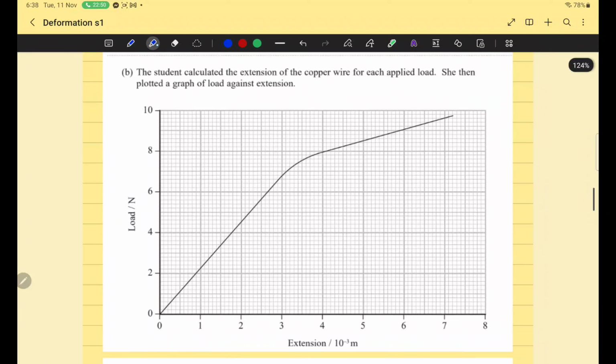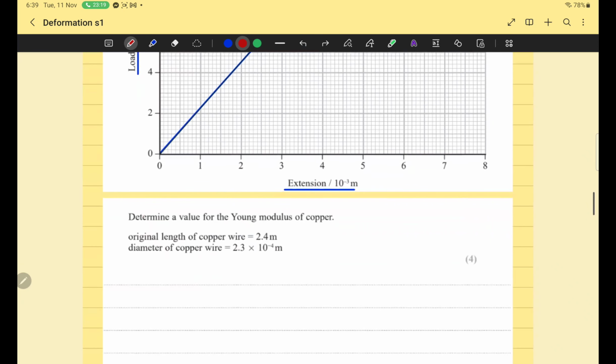Sir, in this question, this is a load, this is extension, this is a graph, and this graph is a straight line, I think up to this point. Because if I extend this line, then it is not meeting on the line. So this is, I believe, the limit of proportionality. Limit of proportionality is the force up to which the graph remains a straight line. Okay, and what is the question? The question is determine Young modulus. You have to calculate Young modulus.